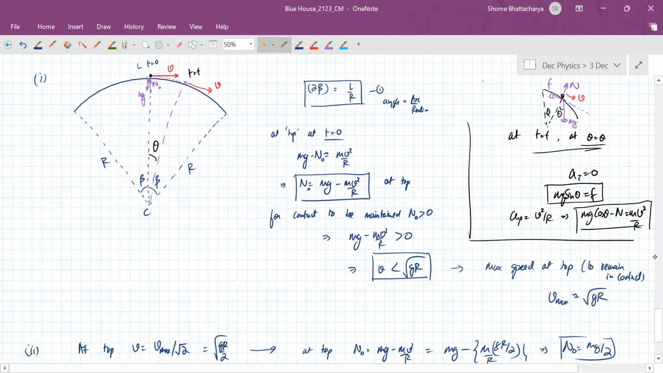So use these now to understand this part, that at what position it is going to lose contact if the speed at the top is root gr by 2.